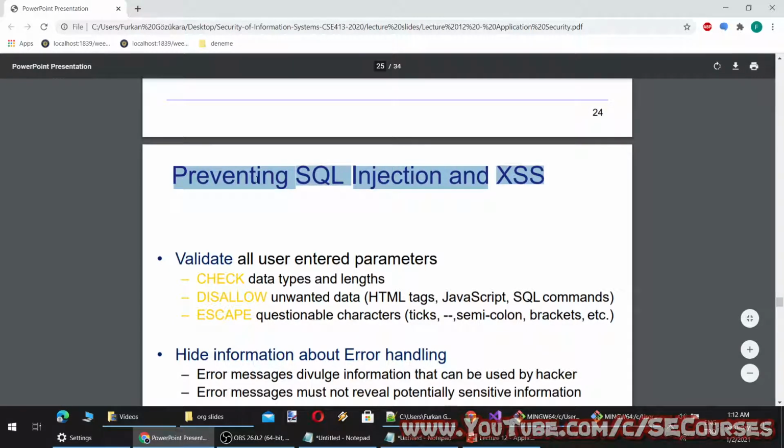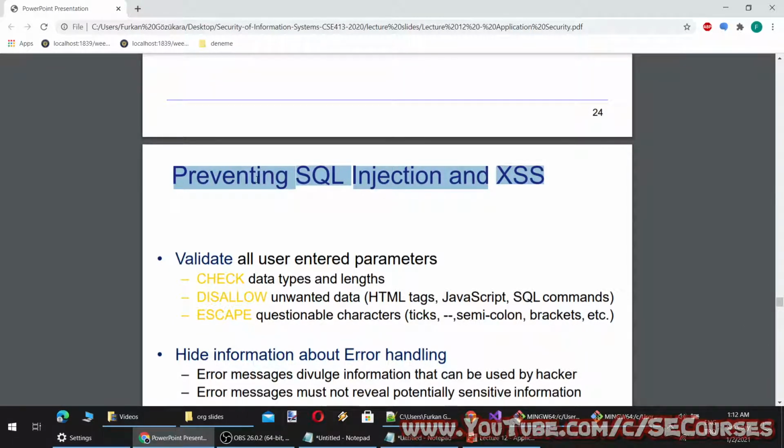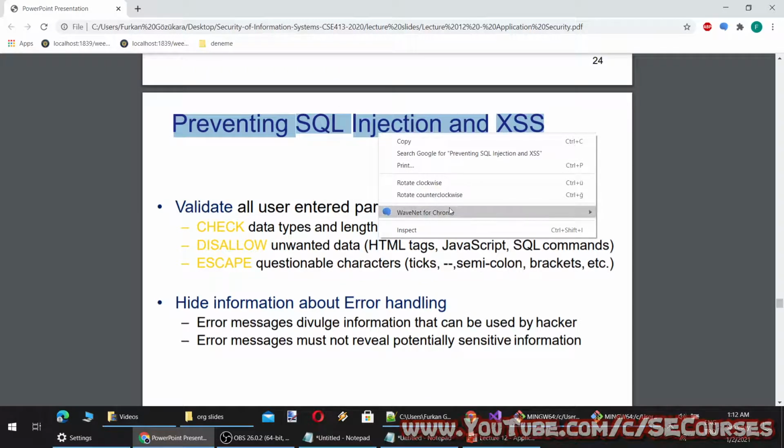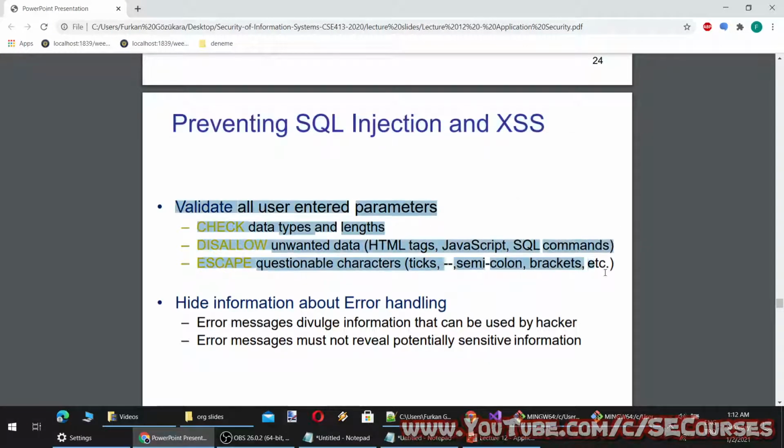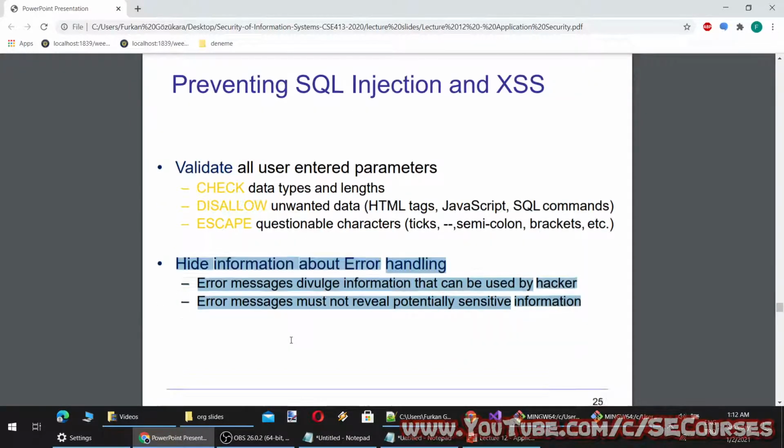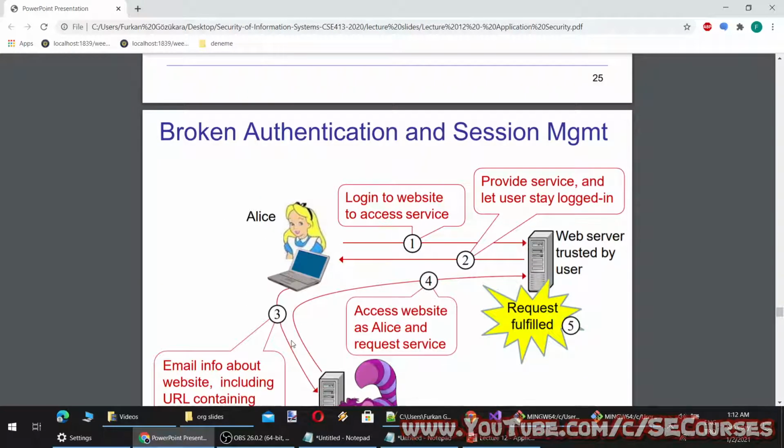This is a really important thing. When you get user input and display it to another user, you have to always sanitize data. Never allow any script. Preventing SQL Injection and XSS. Validate all user-entered parameters, check data types and lengths, disallow unwanted data, HTML tags, JavaScript, SQL commands, escape questionable characters, ticks, semicolon, brackets, etc. Okay, you see, first way is checking, second way is disallowing, and third way is escaping questionable characters. Therefore, they will not be getting executed.